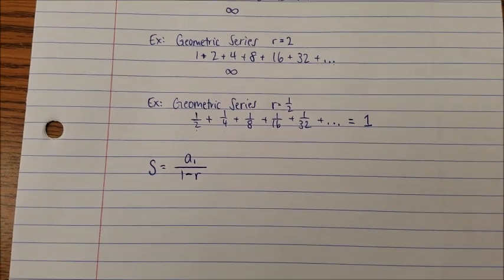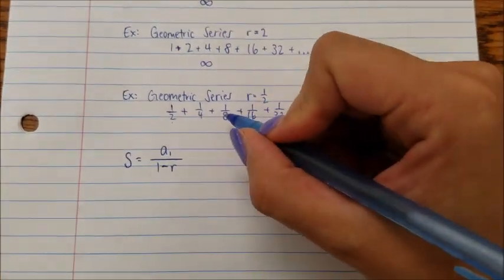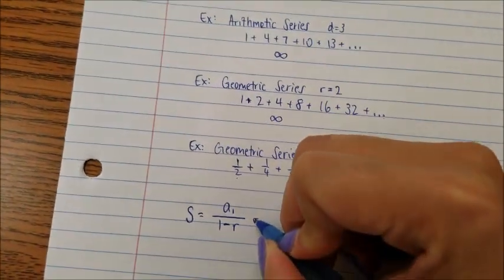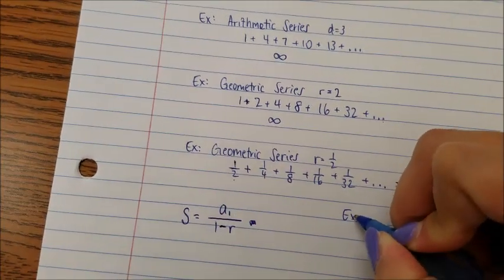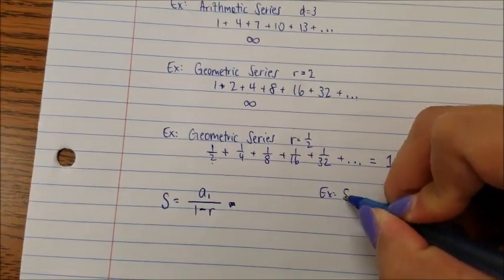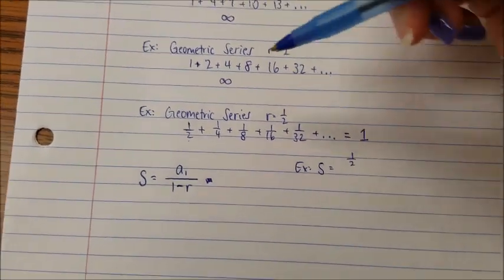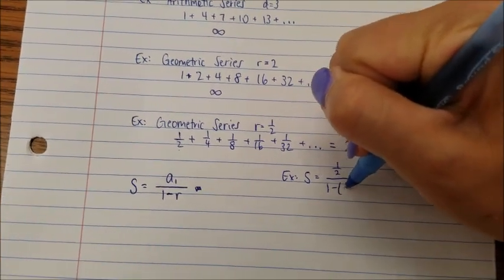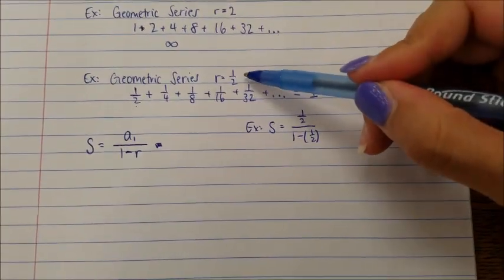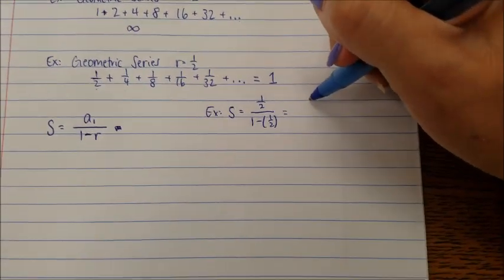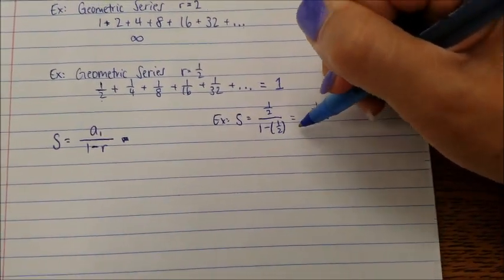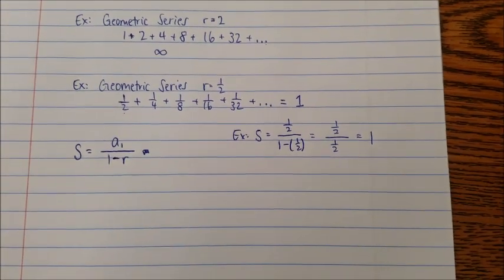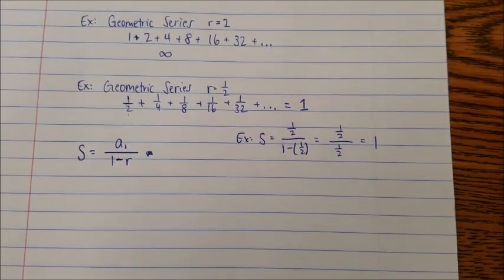So if we tried this out with our geometric series here, A1 for us would be 1/2, because that's our first term. R would be 1/2, since we were dividing by 2 each time. We would end up with 1/2 over 1 minus 1/2, which is just 1/2. So that equals 1, which makes sense, because that's a full sheet of paper right there.